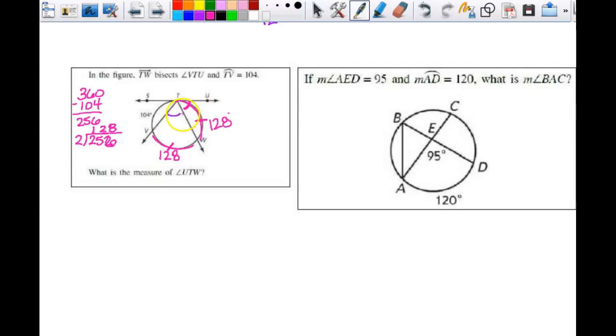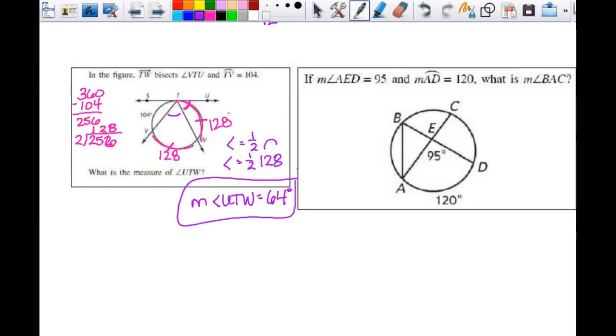So here to find this angle, this is one of those where the angle is equal to half of the arc. And you substitute in what you need. You need the angle, it's half of 128. So the measure of angle UTW is equal to 64 degrees. There's another way I could have done it. Could have looked at this as, all right, well, this is 104. So this angle right here is half of that. That would make this 52.